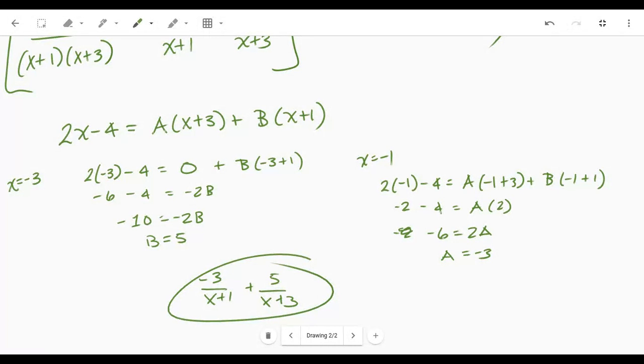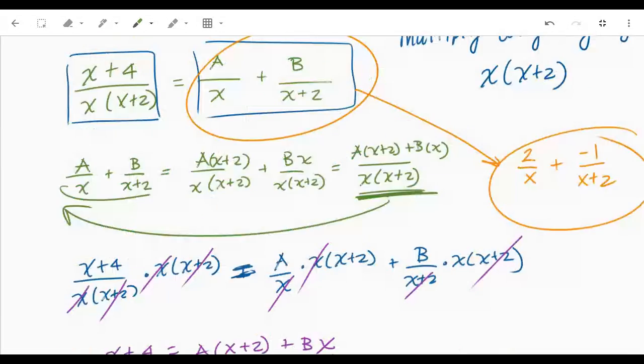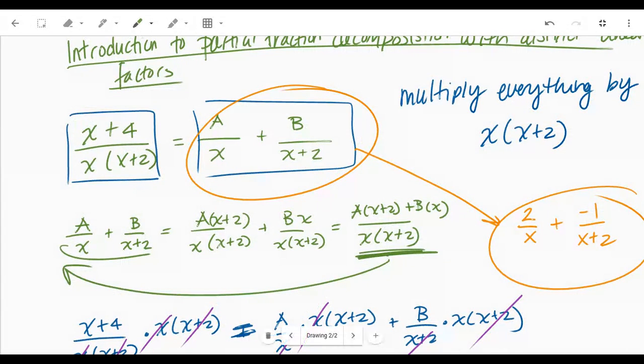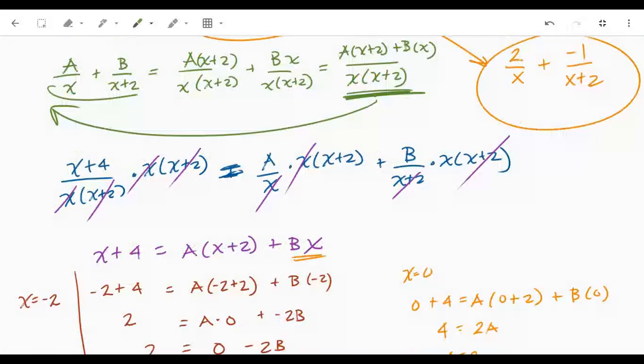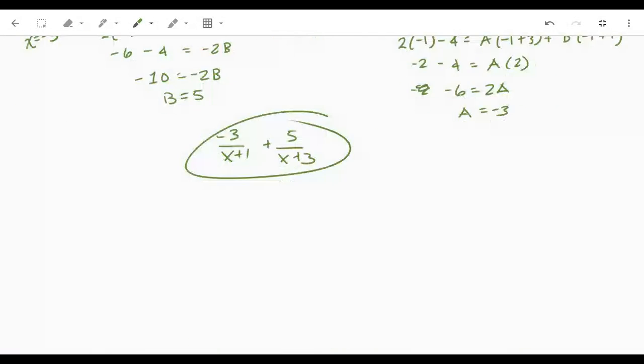Our next one, okay, the only difference between what we just did and the next one is that in the next one you have to factor the denominator. So this one, it came factored for you. This one came factored for you. So our next step, we just have to factor it ourselves.